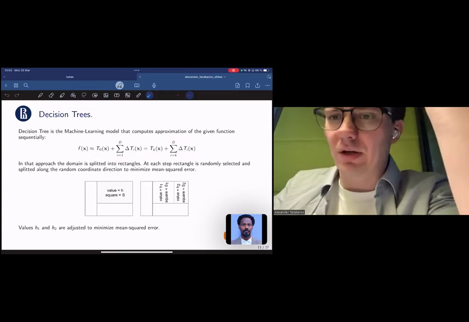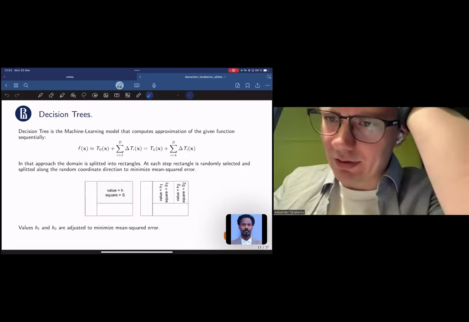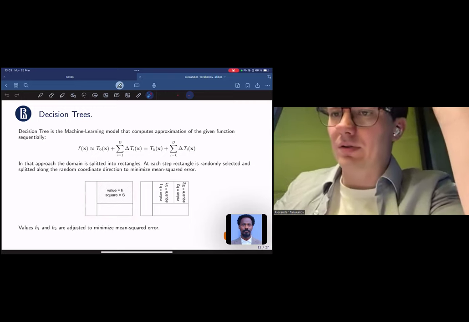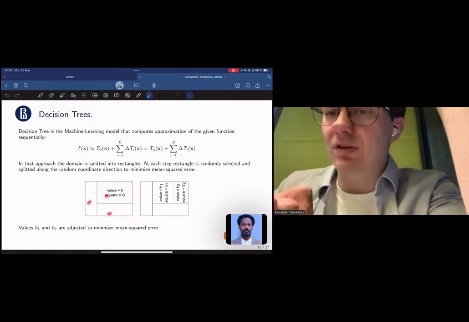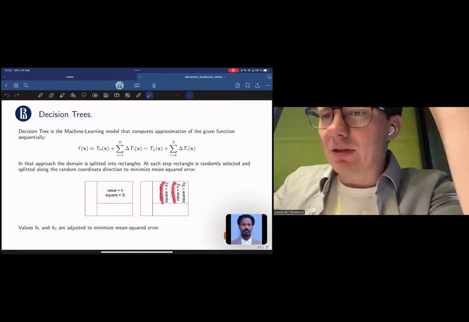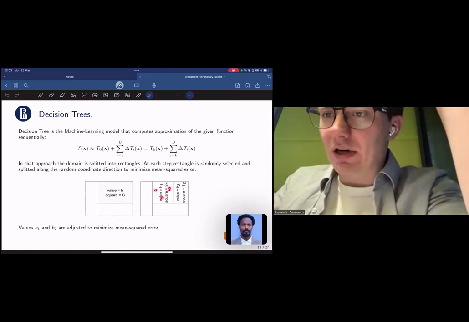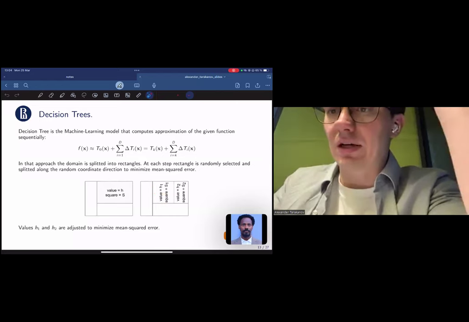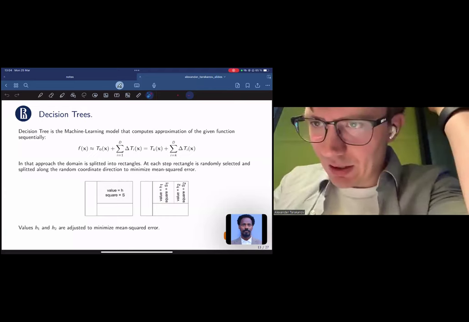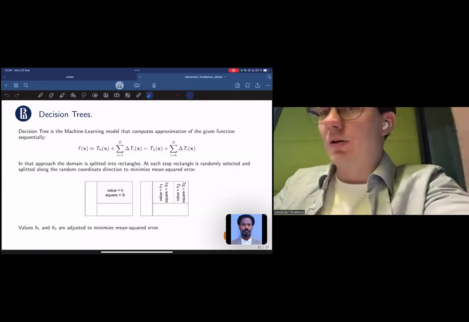So how do you construct your approximation? In decision trees, the domain is divided into several rectangles, and at each step, when you construct the decision tree at step k plus one from t k, you randomly select one of these rectangles, say this one, and then you randomly split it. You can do it several times or one time. In each rectangle you have several data points, and the value of your function t there is simply the average over all data points in this rectangle. And you can prove that this corresponds to minimization of the mean squared error on your data.